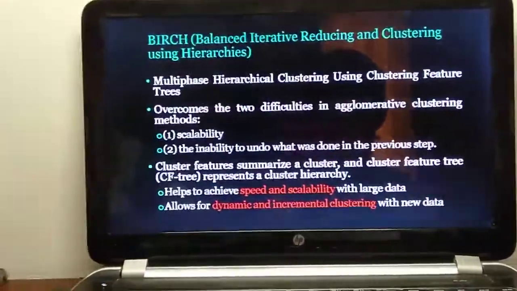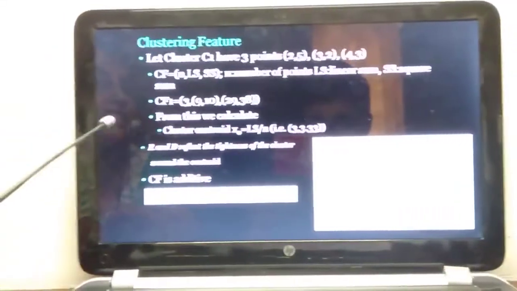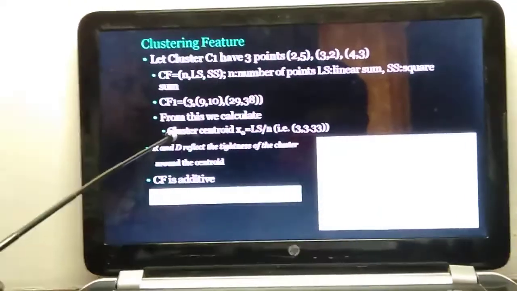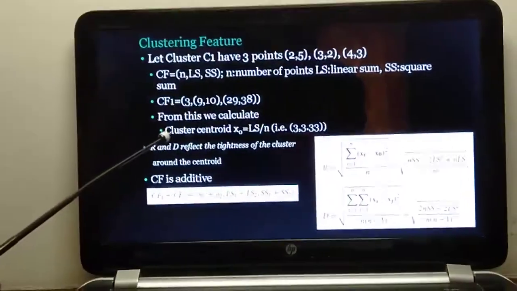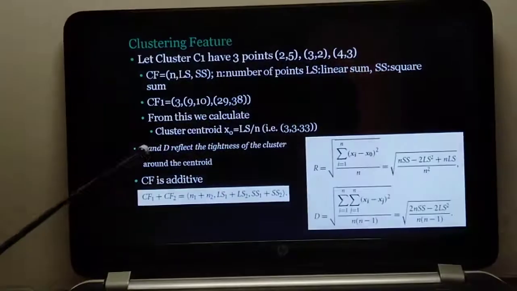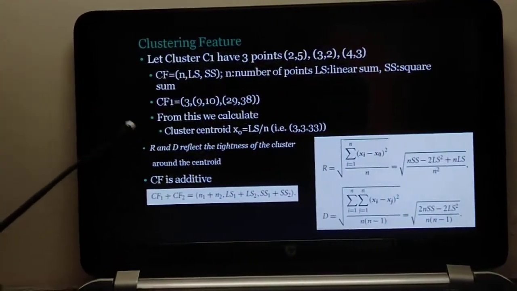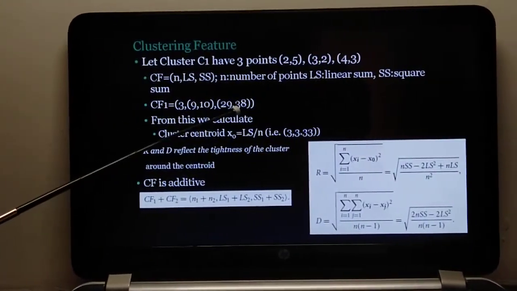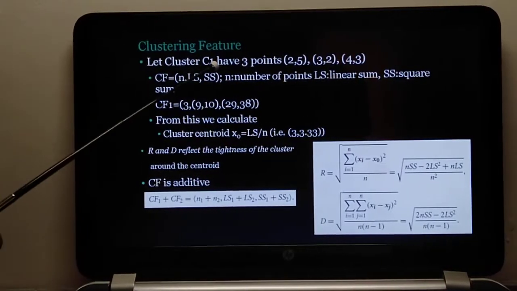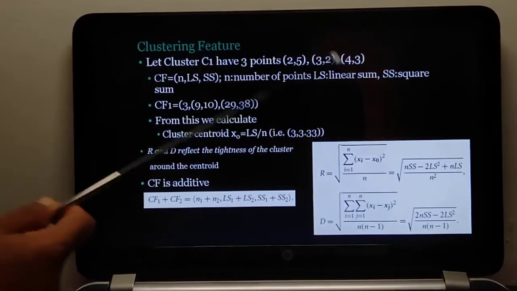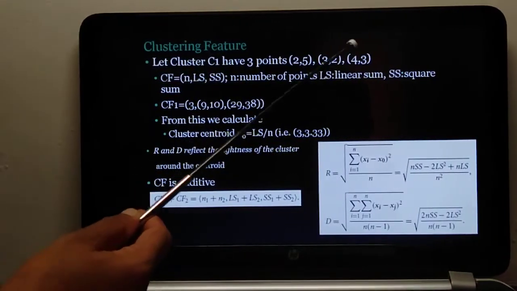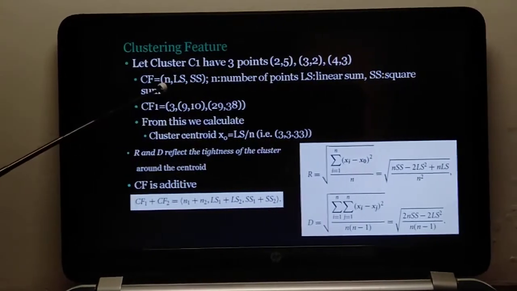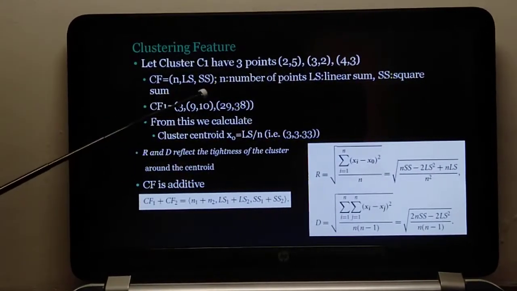Now we're going to look at how a cluster feature is created. This is important, please pay attention. A cluster feature is a 3-element vector. We have got 3 elements in the cluster feature. Now look at this, we are taking an example. Supposing that I have a cluster C1 with 3 points, (2, 5), (3, 2), (4, 3). Then the cluster feature is a vector with the first element N, second element LS and the third element SS.